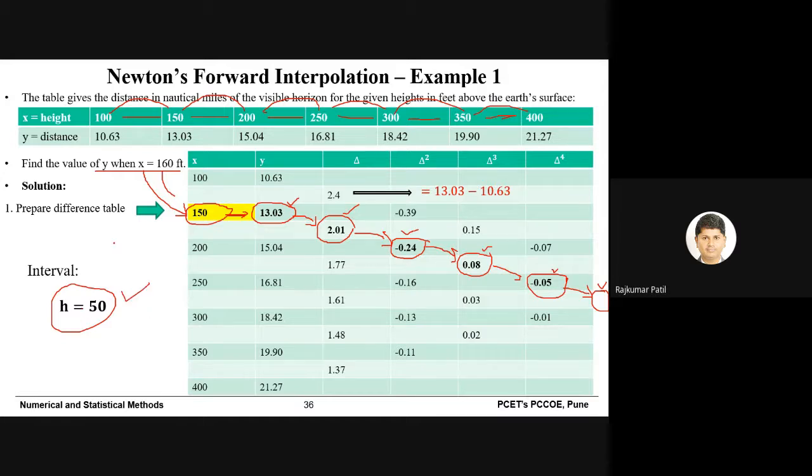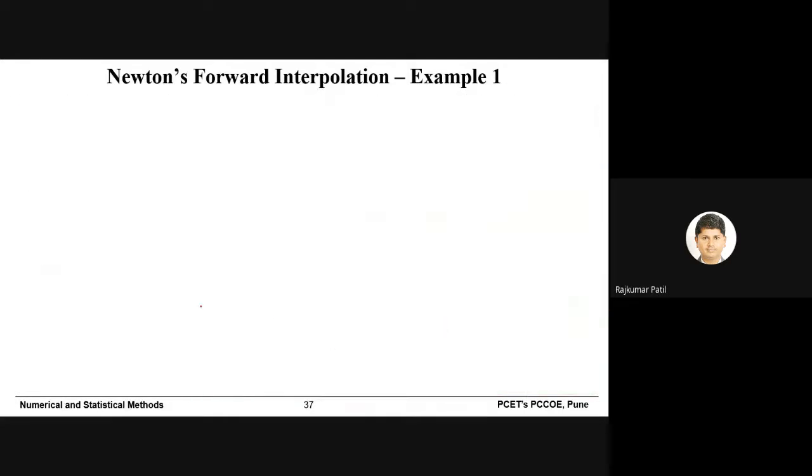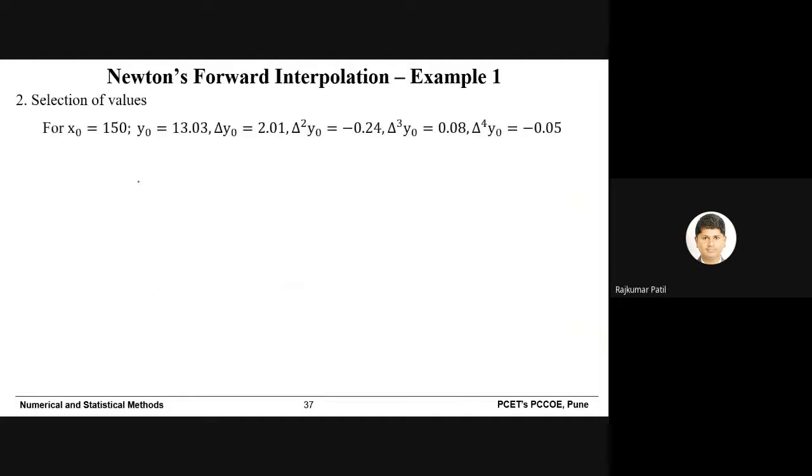Then we prepared the table, we selected the values from the table. Now we need to assign the notations to each value which we have taken from the table, so that while putting the values in the formula, there will not be any confusion or mistakes. So we selected the values: x naught 150, y naught 13.03, del y naught 2.01, del square y naught minus 0.24, del cube y naught 0.08, del raised to 4 y naught minus 0.05.